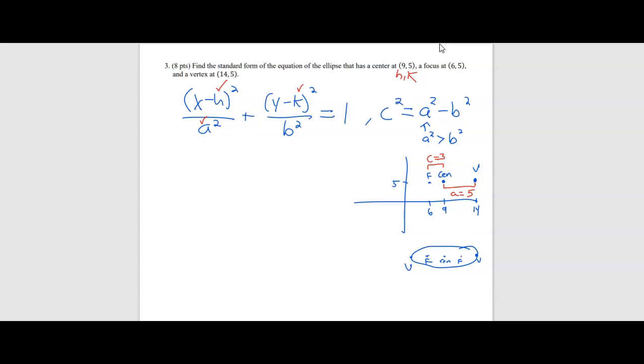We don't have b squared yet, but we still have our c² = a² − b² equation. If I rewrite this for b squared, we get b² = a² − c². Plugging in what we know, a being 5, a² is 25, minus c being 3, c² is 9, and we get b² = 16. You don't need to find b unless you wanted to graph it. It's up and down 4, and then we could finish this graph. But we actually want the equation in standard form, so we want b squared.